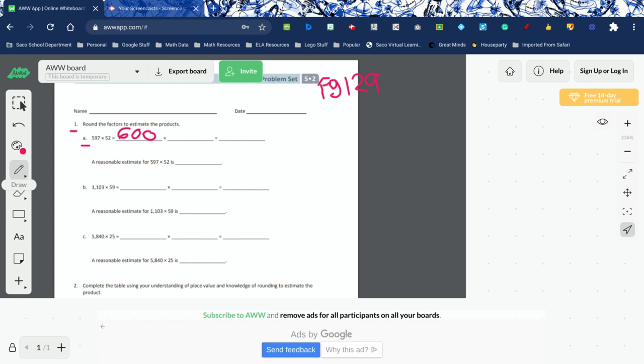597. Now I need to round that number in order to estimate. There are no directions. It doesn't tell me what place value to round to, but looking at it, I can see that 597 is very close to 600. In fact, it's only 3 away, and if I was going to round it to the nearest hundred, it would round to 600. And 52 is about equal to 50. It's only 2 away from 50.